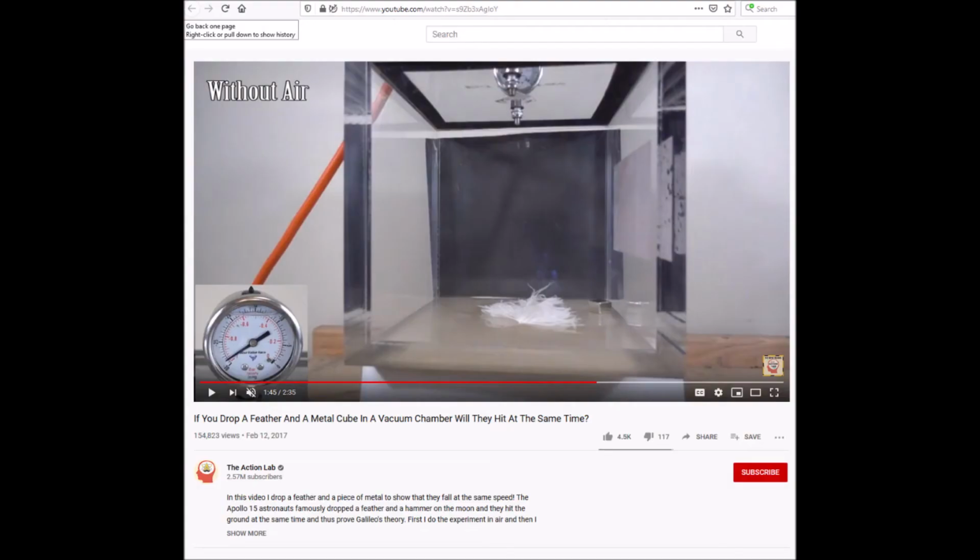What follows is a snippet from the Action Lab footage. It shows the two tests being done side by side with and without a vacuum, and then with slow motion, and then it shows the regular speed vacuum test.